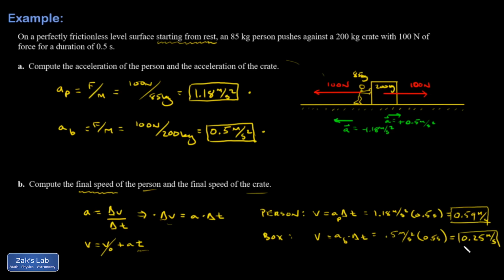All right, so if they were truly on frictionless ice, this person pushes for half a second, and then they would both go sliding off, the person to the left, the box to the right, for infinity until they hit the edge of the frictionless plane, I guess.